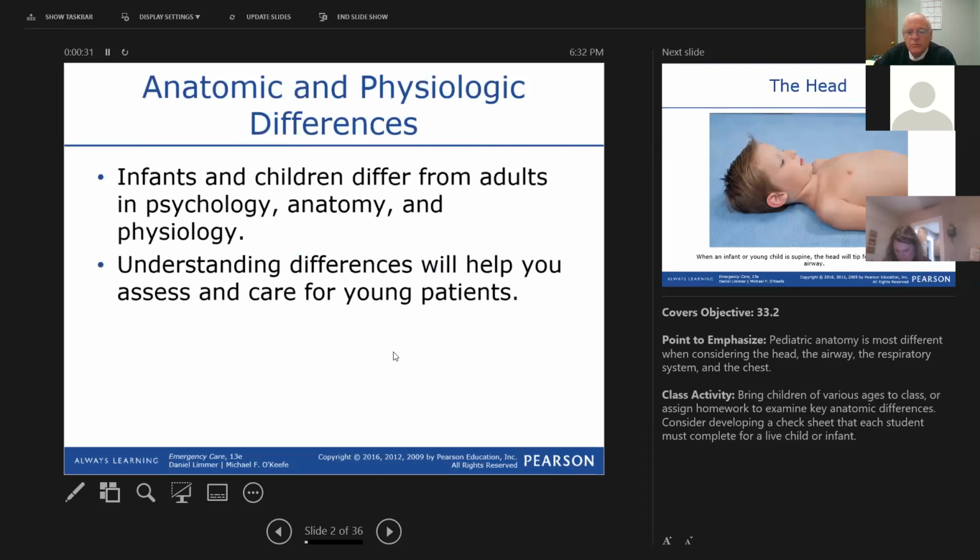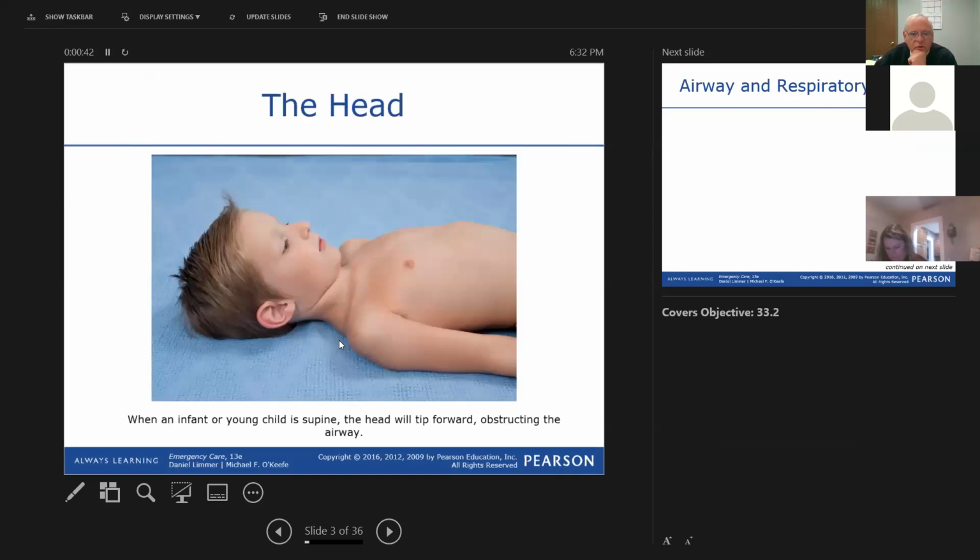Obviously, children differ. A lot of people think they're just small adults. They're not. There's a lot of differences in kids in physiology and anatomy, and obviously psychology. One of the big ones is their heads are a lot bigger. You can see how this kid's head is flexed, and that can compromise an airway. So we need to put a folded up towel or something underneath this kid's shoulders, so that allows his head to drop back. Now, we don't want it to drop back too far either, because it can go the other way, because they're so pliable in their throat.